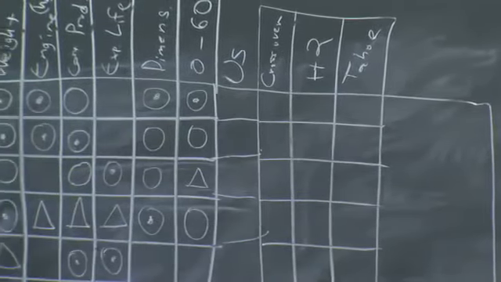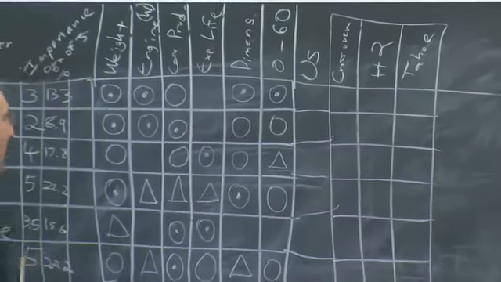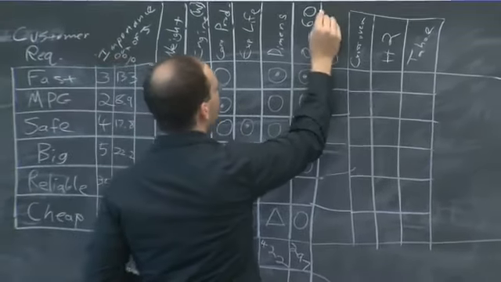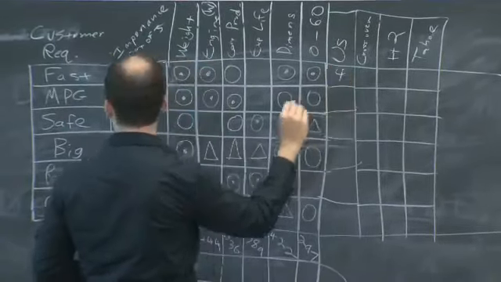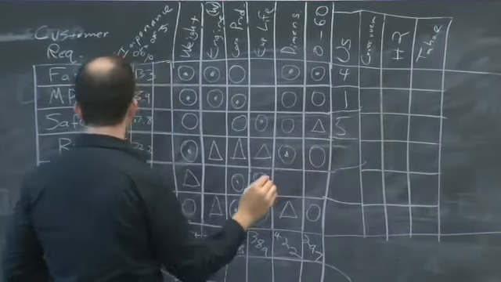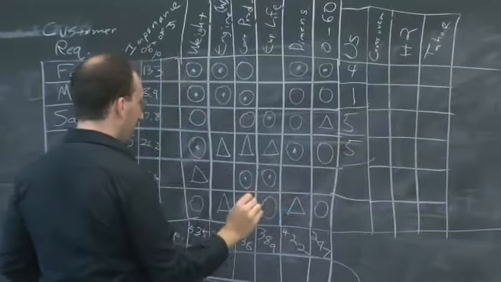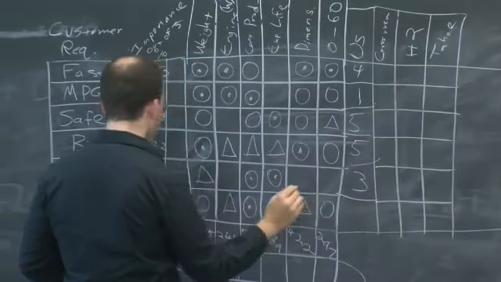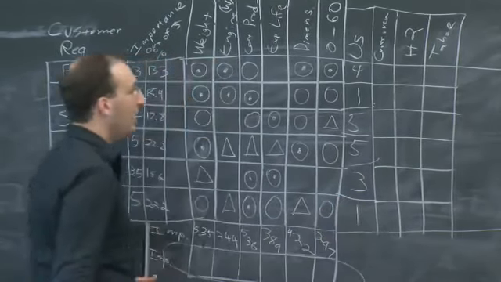Let's just pick some random ratings because it doesn't really matter. Let's say on a scale from 0 to 5, it's pretty fast. It's got terrible miles per gallon. It's super safe because it's huge. It's fairly reliable, and it's not cheap.